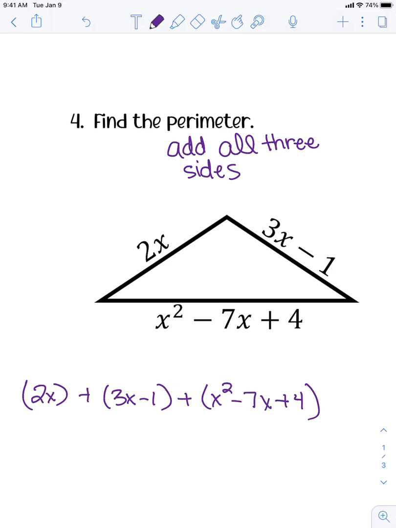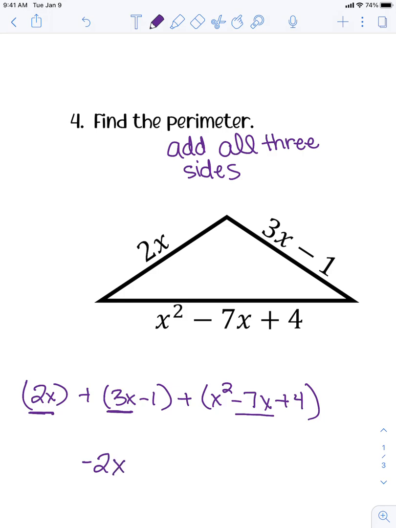So I'm going to start with 2x. Now I need to find all of the numbers that are exactly like 2x. Same variable, same exponent. So I have 2x, I have 3x, and in this last one I have a negative 7x. So we break it down piece by piece. 2 plus 3 is 5. 5 minus 7. So 2x plus 3x is 5x. 5x minus 7x is a negative 2x.